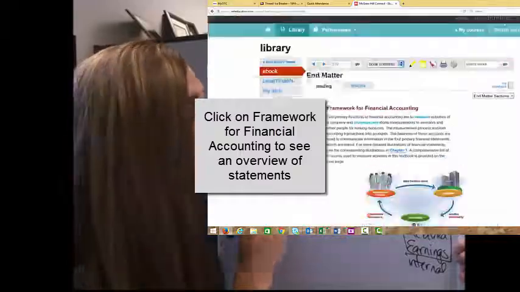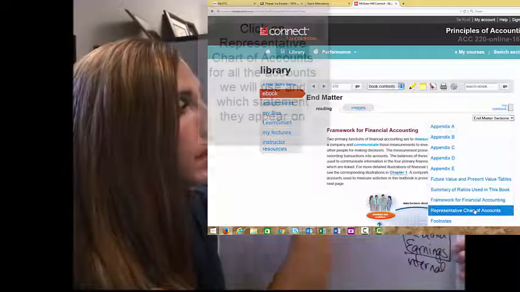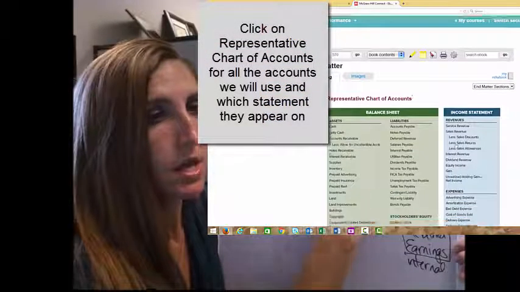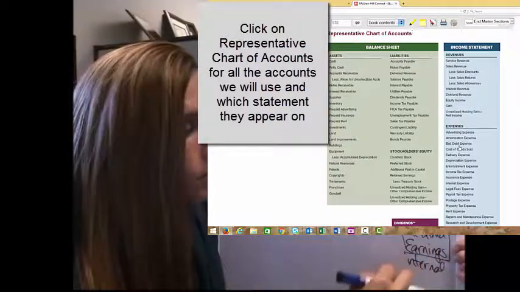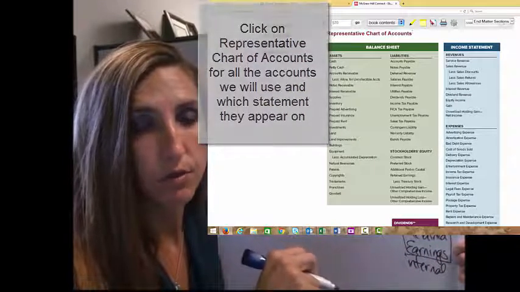So assets, the stuff that we have, the things of value; liabilities, what we owe; and equity, what we own. So please refer to this often.